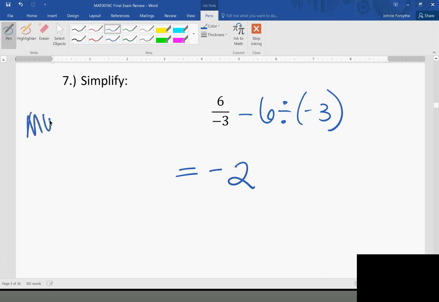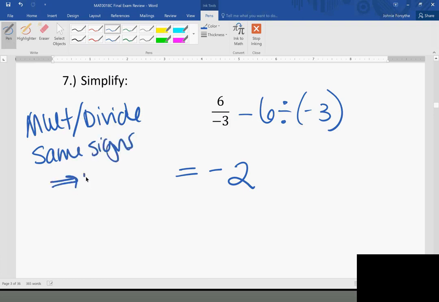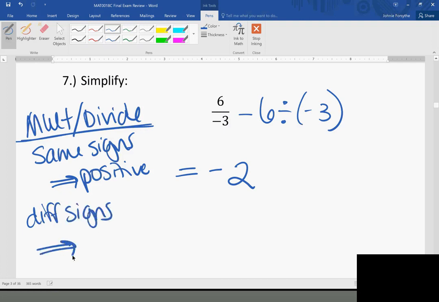When we multiply or divide, same signs, it's going to be a positive answer. If we multiply or divide different signs, it's going to be a negative answer. And those are the basic rules for multiplying and dividing integers.